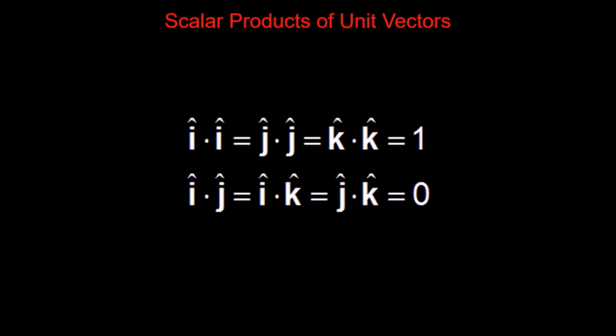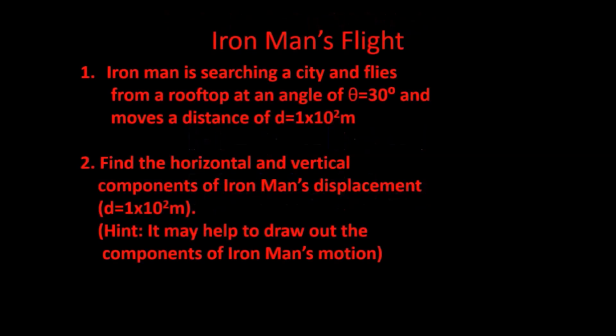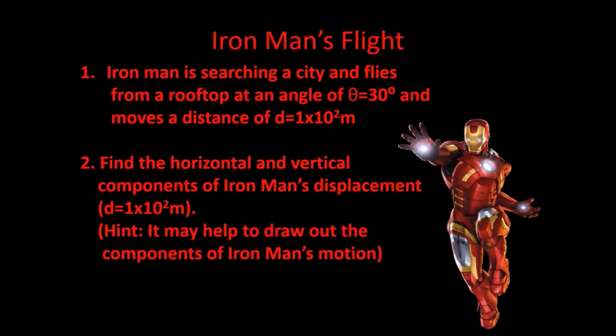So let's take a look at a general example of utilizing vectors. And this is a question from an exam. Here, Iron Man is searching a city and is going to fly from a rooftop at an angle of 30 degrees. You're going to find out shortly here that this is negative 30 degrees and moves a distance of 1 times 10 to the 2 meters. We're going to try and find the horizontal and vertical components of his displacement.